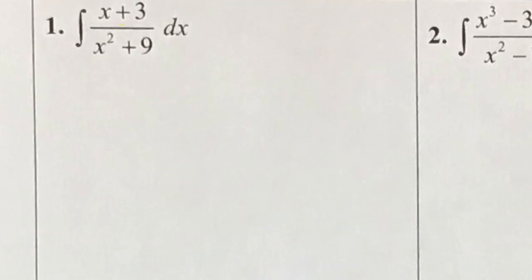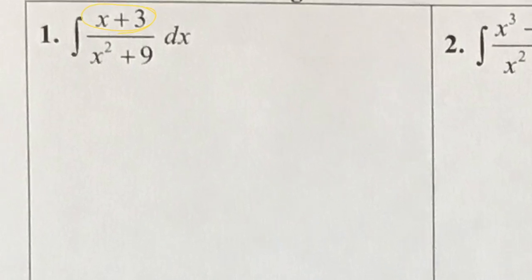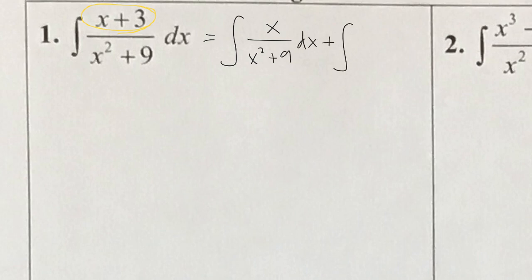Okay, so notice there's a plus on top. I'm going to split this into two integrals because the numerator is not the derivative of the denominator. If it was, then U substitution would be really easy. But because the numerator is not the direct derivative of the denominator, I'm going to break this into two integrals. So I have x over x squared plus 9, and I have 3 over x squared plus 9. This is something we can do with fractions: if we have a plus in the numerator, we can separate that plus into two separate fractions that I'm adding together.